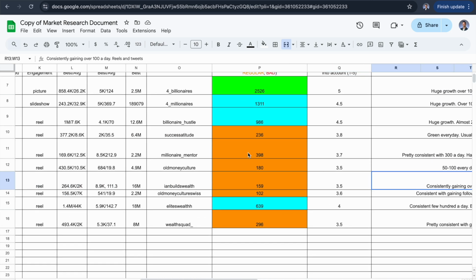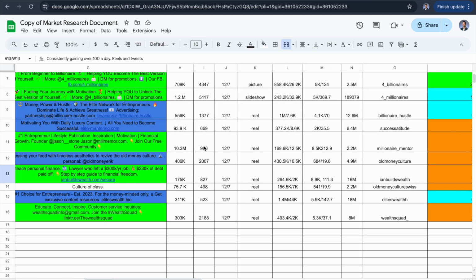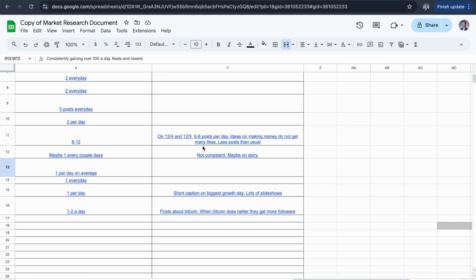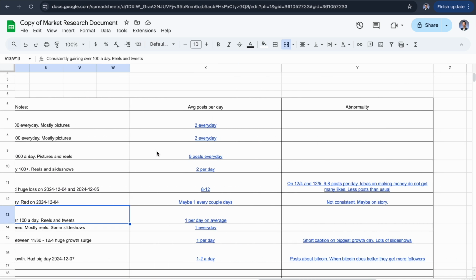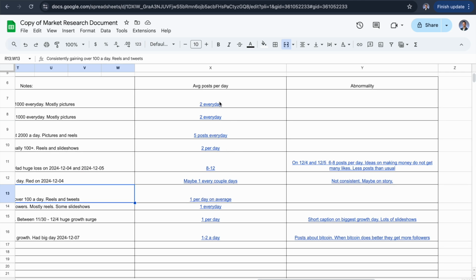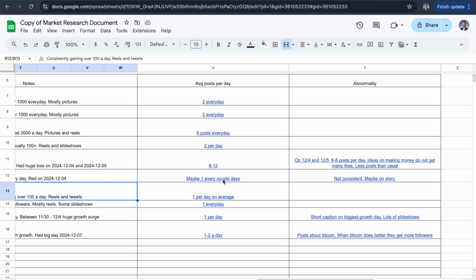How many followers do they have? 10.3 million. They definitely have a whole team working on that. But that's how they grew their page to 10 million, by posting 12 times a day. So that's what it takes. But when we're first starting out, and we're still going to grow quite a bit, or at least that's what we're aiming for, I think posting around 2 times per day seems like the best thing.